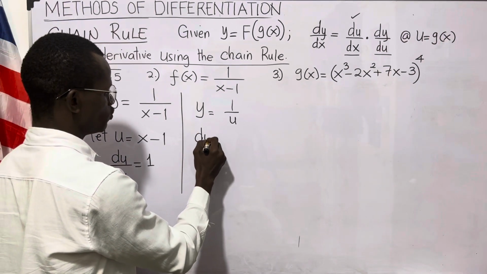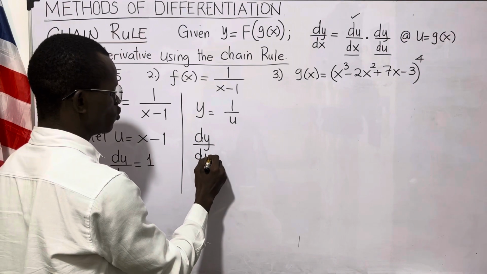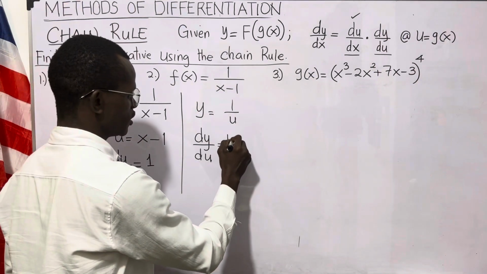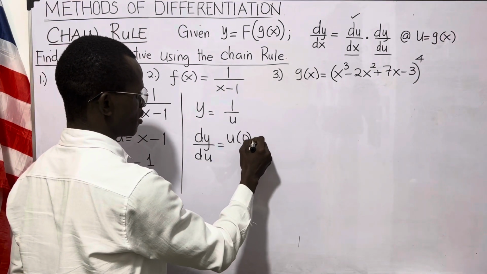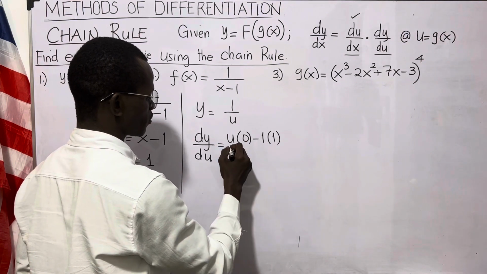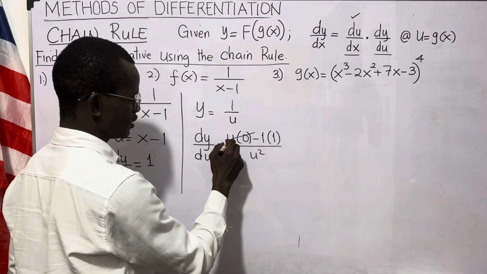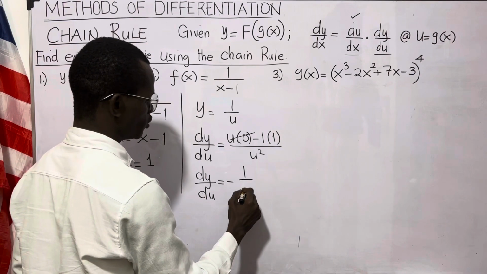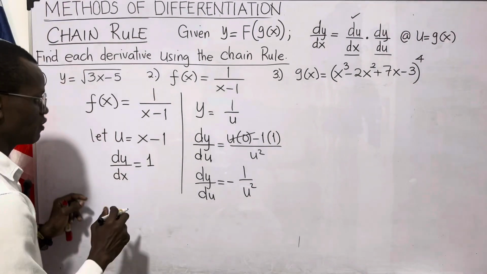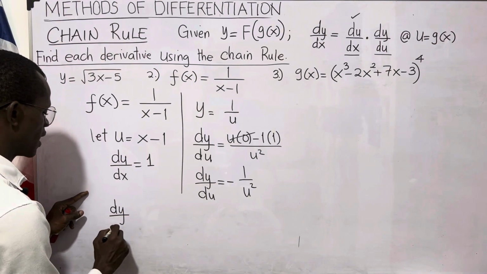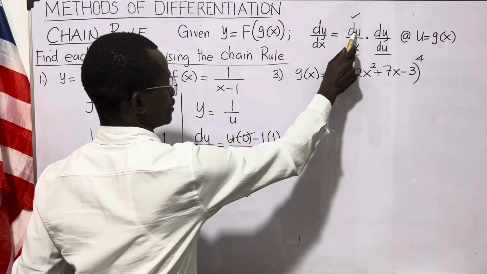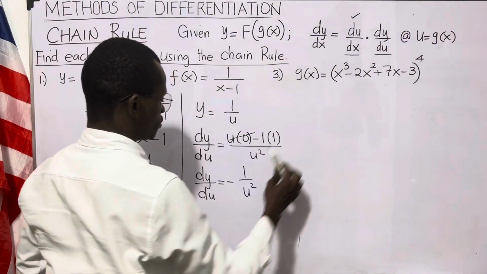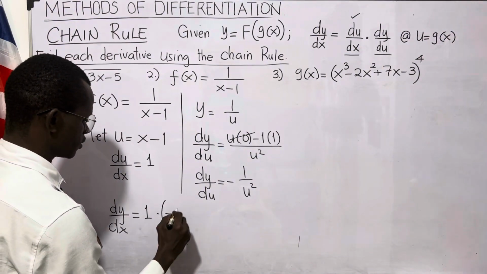So what do we do? We find the dy by du, because the variable here is u. We use the quotient rule that we applied previously. We hold this u and differentiate 1, we get 0. Minus, we hold 1 and differentiate u, we get 1. All over, we square u. So this cancels. So we have dy by du is just equal to minus 1 over u squared. So now we can find our final answer, which is dy by dx, and it is du by dx, which is this one, 1, times dy by du, which is minus 1 over u squared.